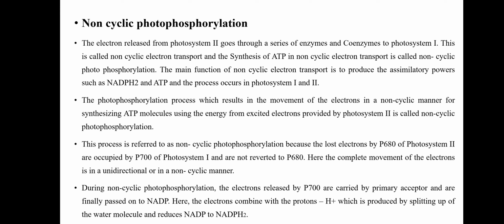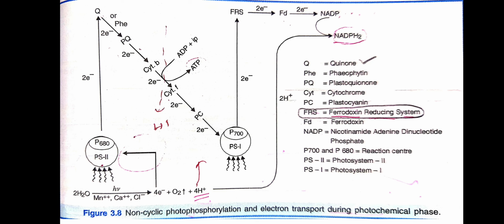Photophosphorylation process results in the movement of electron in a non-cyclic manner. Synthesizing ATP using the energy from electrons, excited electron provided by photosystem 2, is called non-cyclic photophosphorylation. This process is referred to as non-cyclic because the electrons lost by P680 of PS2 are occupied by P700 of PS1 and do not revert to P680. So it is not like your cyclic photophosphorylation.